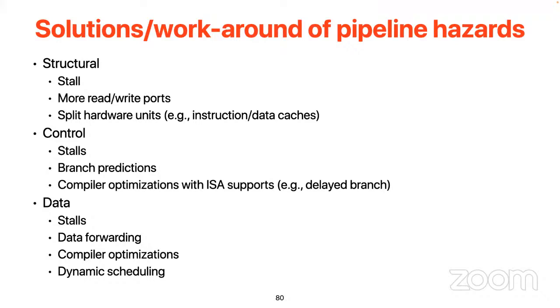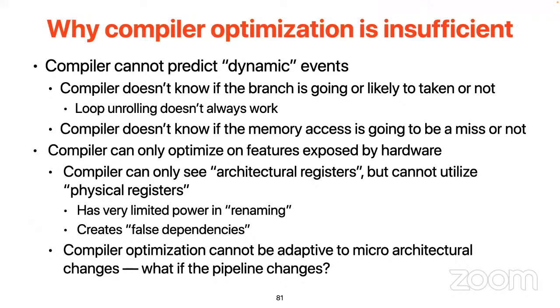So right now we have learned quite a lot. To solve the pipeline hazard, we have learned structural hazard, control hazard, data hazards, stalls, data forwarding, compiler optimizations, and dynamic scheduling. They could all help. However, compiler optimization is pretty limited because the compiler cannot predict the future. So loop unrolling doesn't always work if we don't know how many times we are going to execute the branch. The compiler doesn't know if the memory access is going to behave well or not.